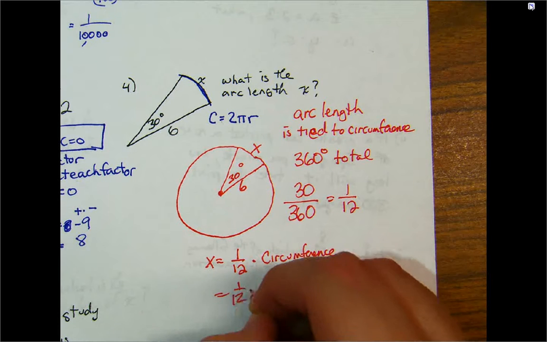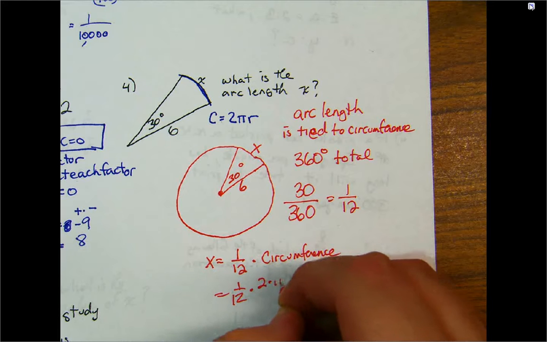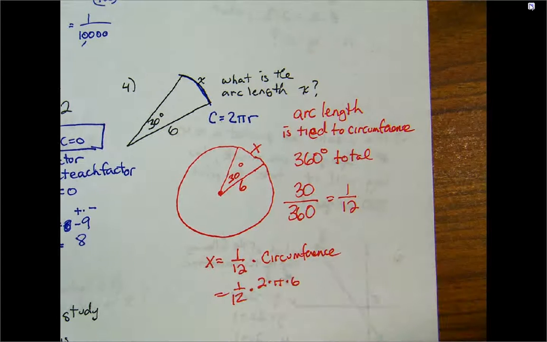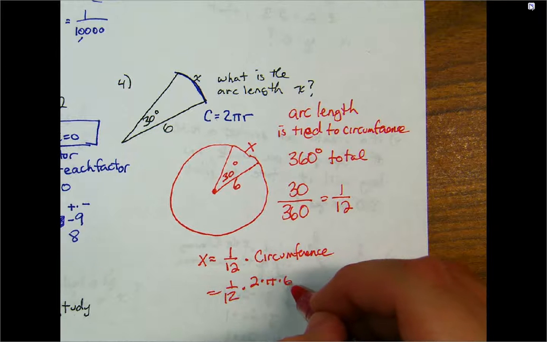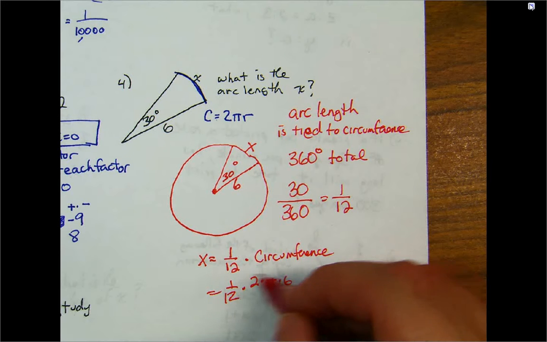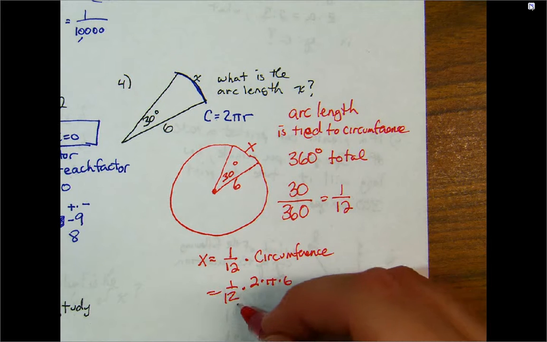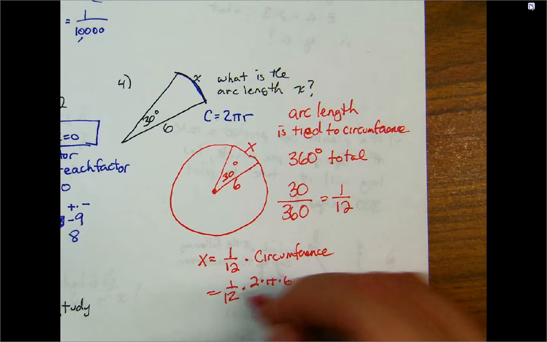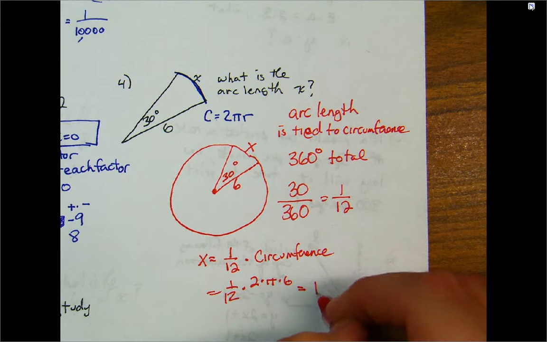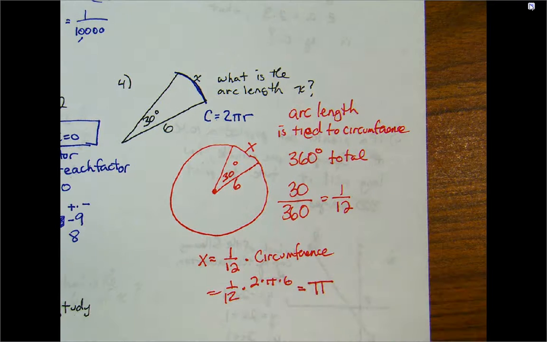Absolutely 100% correct. Now, what's 2 times 6? 12. Don't the 12s divide out? So if that's 12, divide by 12, what are we left with? Pi. We like pi. That's a joke.